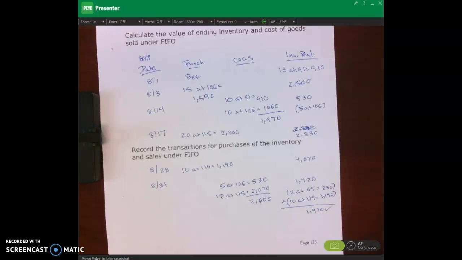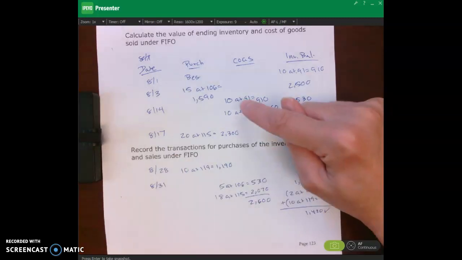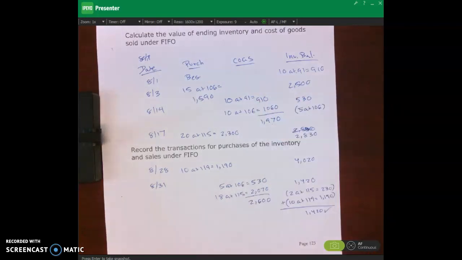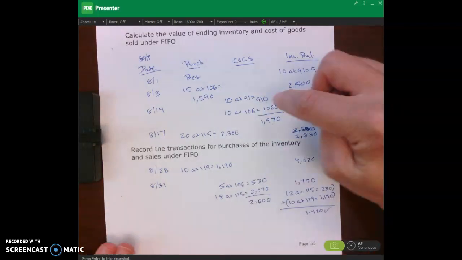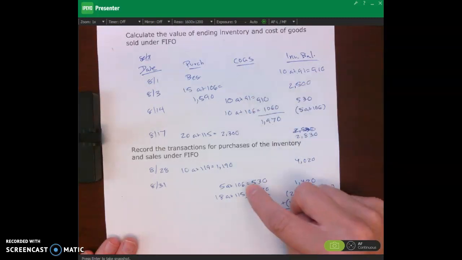Okay? So what I want you to do now is just like what we did for specific identification. I want you to do the journal entries to record the sales on the 14th and then the 31st, and assume that we sold all these bikes on the 14th, right? 20 bikes. We sold each bike for $130. And we sold 23 bikes over here on the 31st, and we sold each bike for $150 each.